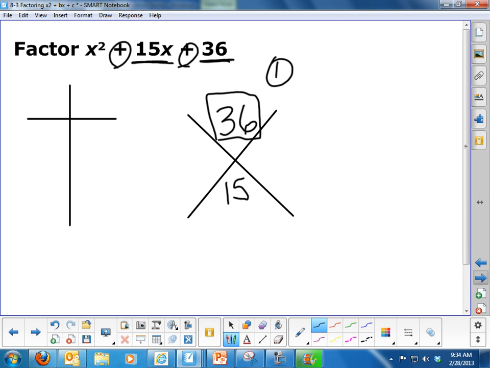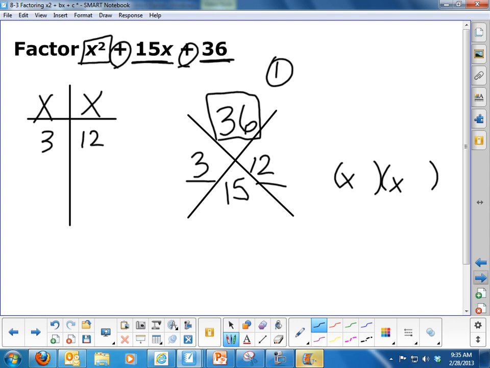Well, I'm thinking factors of 36, 1 and 36, no. 2 and 18, no. 3 and 12, got to be 3 and 12. So my two factors are 3 and 12. I'm going to fill out my t with x and x because I have an x squared, so I know each one of my binomials is going to start with x. I'm going to put these guys on the bottom, 3 and 12. So my two binomials are x plus 3 and x plus 12.